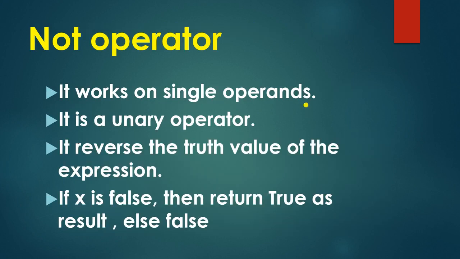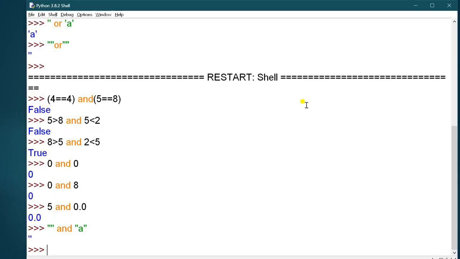Okay, the next is the not operator. So the not operator works on the single operand. It is a unary operator. So any operator that works on the single operand is called the unary operator. So it reverses the truth value of the expression. It means if the x is holding the false, then it will reverse it. Okay, so if you put the not symbol, then it will reverse it and it will change false to true. Okay, so now see the examples.